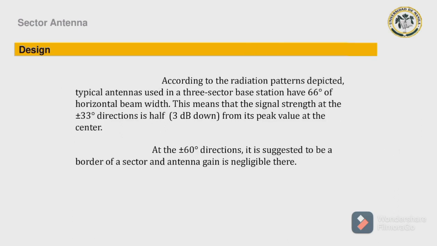According to the radiation pattern depicted, typical antennas used in a three-sector base station have 66 degrees of horizontal beamwidth. This means that the signal strength at the positive/negative 30 degrees direction is half, or 3 decibels down, from its peak value at the center. At the positive/negative 60 degrees direction, it is suggested to be a border of a sector and antenna gain is negligible there.